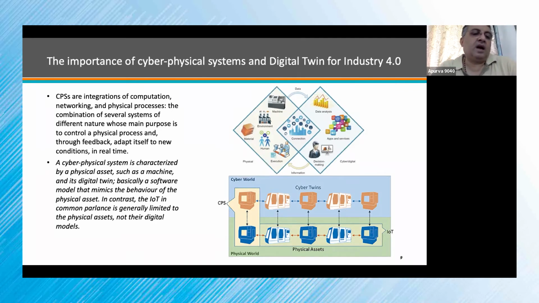In contrast, IoT is generally limited to physical assets only. It is not a digital model as such. Here, whatever your physical assets are, it tries to replicate them in the digital world and gives feedback back to the physical system, and then the physical system controls its processes accordingly. So that's how today's Industry 4.0 will work with cyber physical system and digital twin.